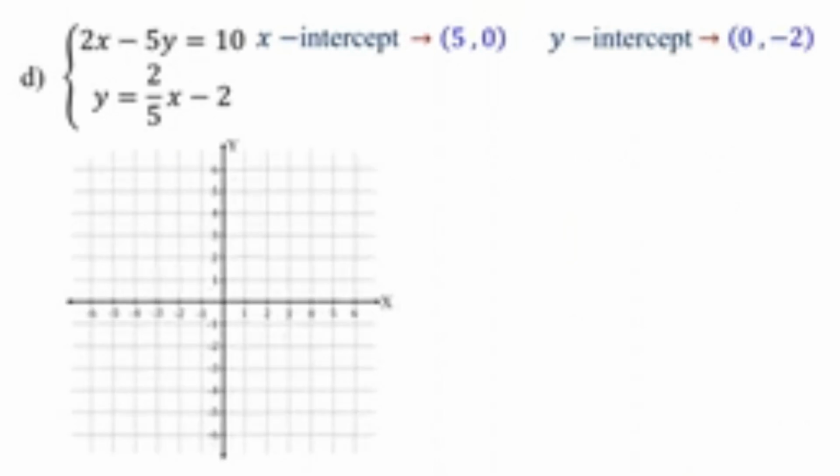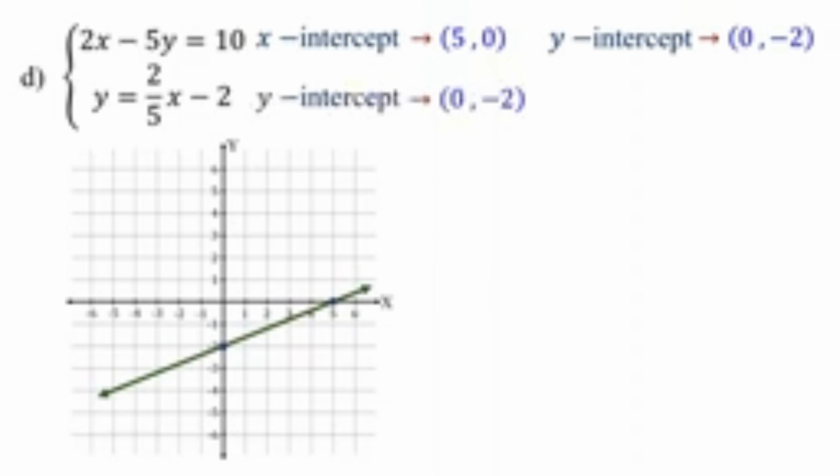Next, plot the points on the graph. Plot (5, 0), which is the x-intercept. Plot (0, -2), which is the y-intercept, and then connect them with a straight line. Moving on to the second equation, which is in slope-intercept form. The y-intercept is at (0, -2), and the slope is 2/5.